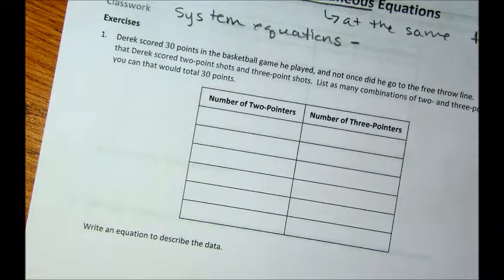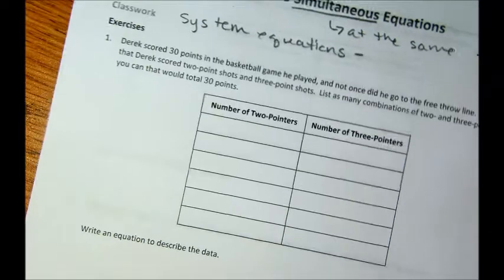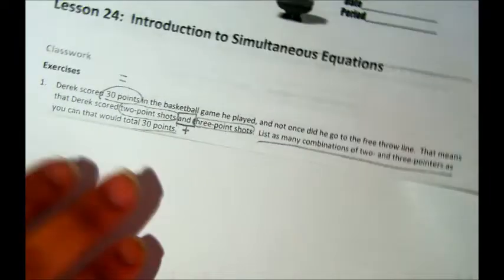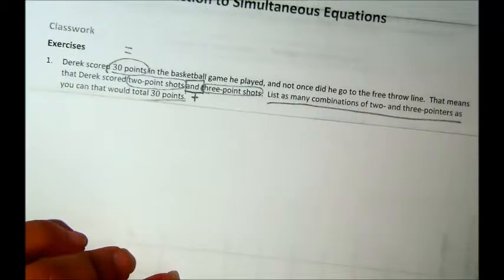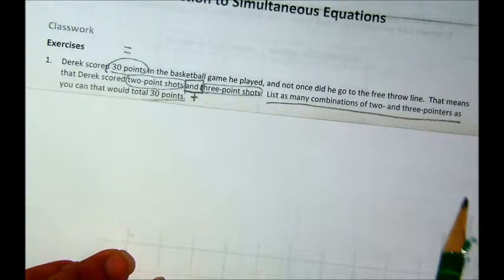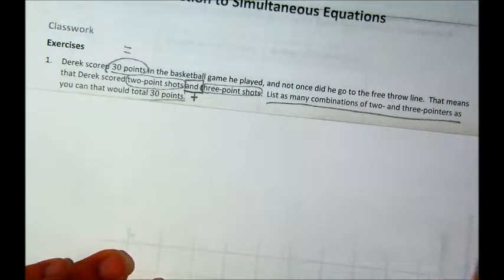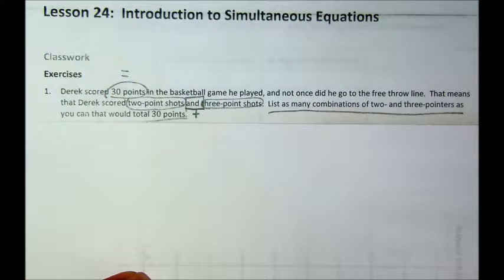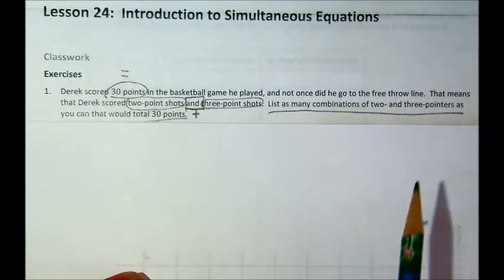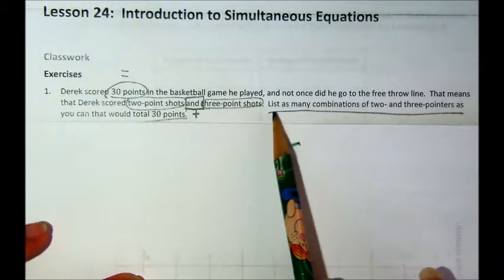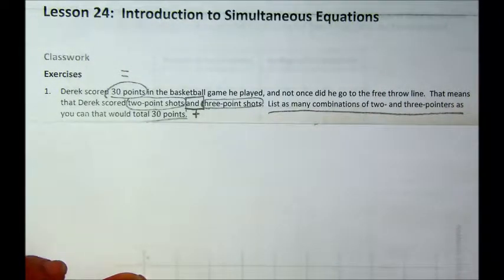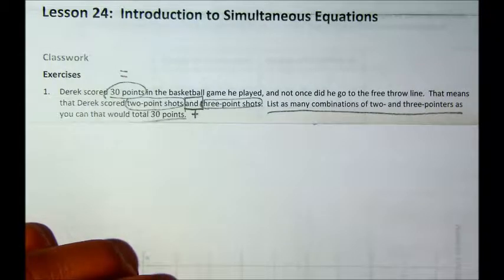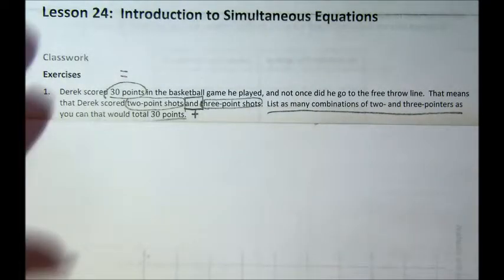Remember, we used to do some annotation of our problem. Go ahead and make sure your paper looks like mine. I am circling any numbers that stick out to me, and I am boxing all of the operational words, my math action words. I am underlining my prompt for my task. So my prompt is to list any combination of 2 and 3 pointers that total 30 points. I'll help you out with the figures.